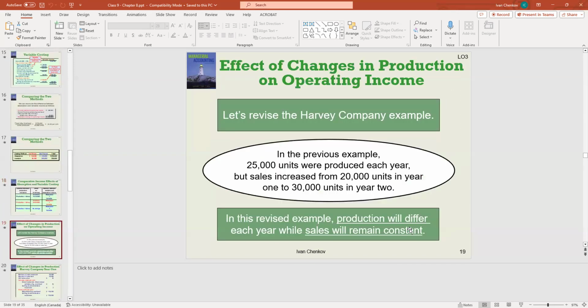So let's see another example. The first part was when we were producing the same amount but selling different amounts. Let's see what's going to happen if we're now selling the same amount, but producing different amounts.